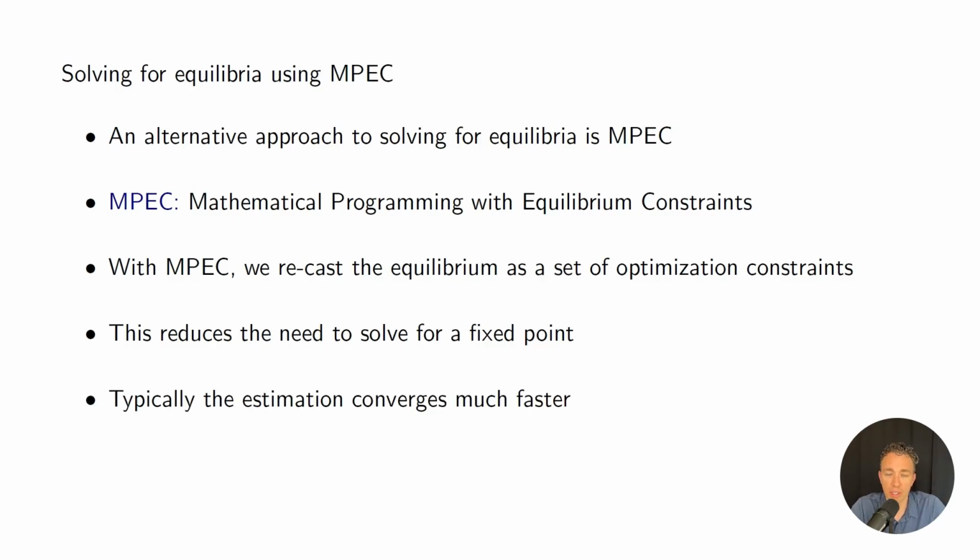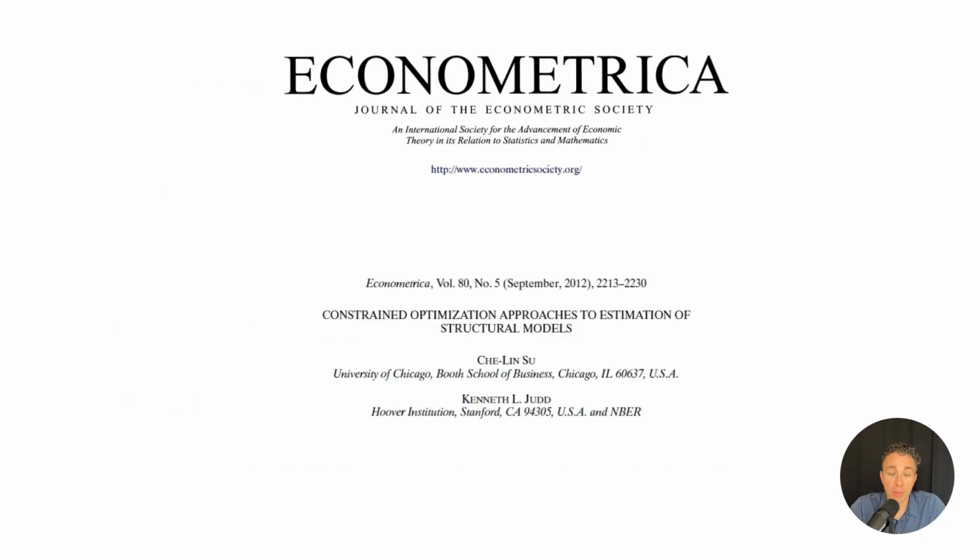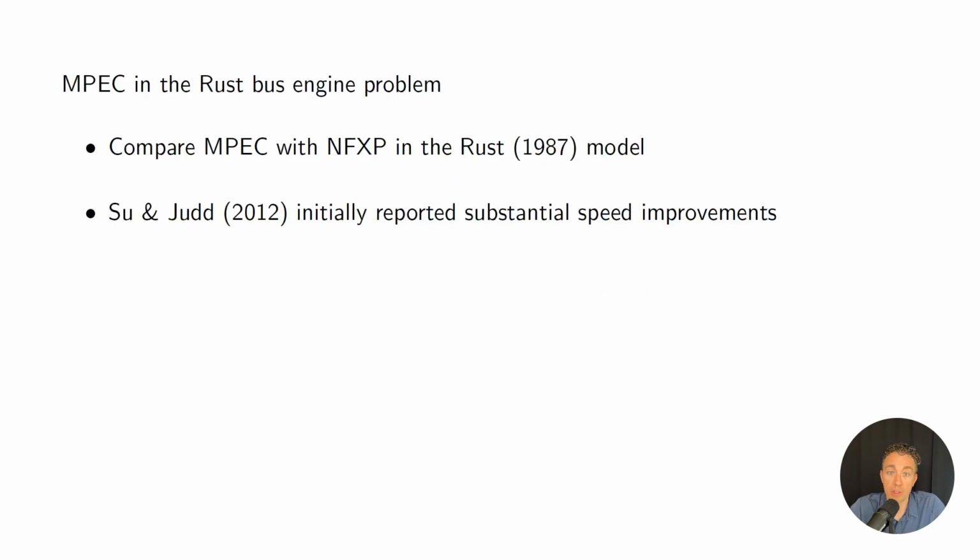So typically you're going to get a speed up in the estimation because the optimizer is being smarter about its guesses. There's a famous paper in 2012 in Econometrica that showed this and went through the Rust bus engine problem using MPEC versus the regular approach. It claimed dramatic speed improvements.